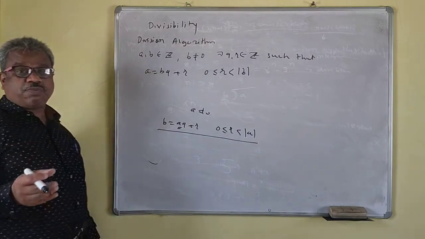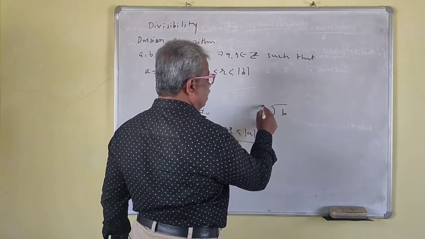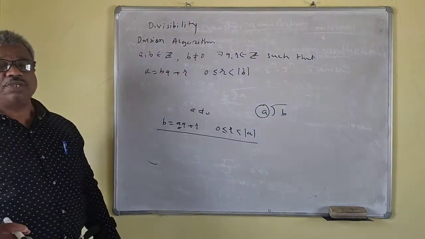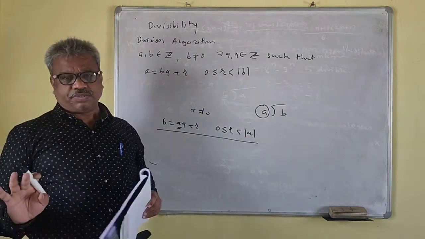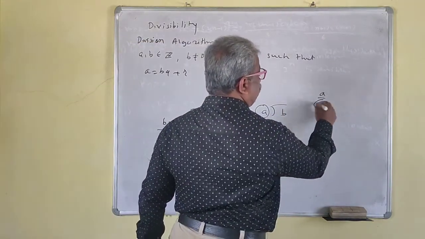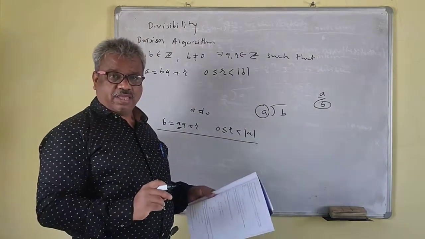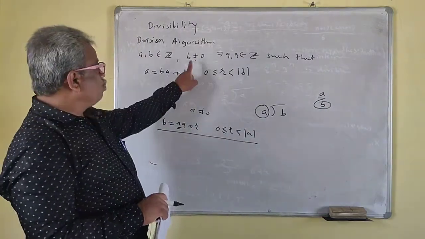Because when we have to divide, that number should not be 0. Here b is there, here a is there. If this number is 0, no problem for this one. But for a upon b, b should not be 0 because you are dividing by b. Here you are dividing by a, so a should not be 0.